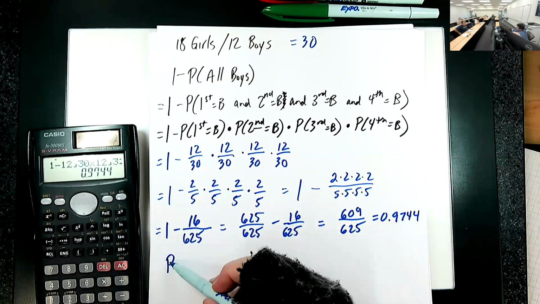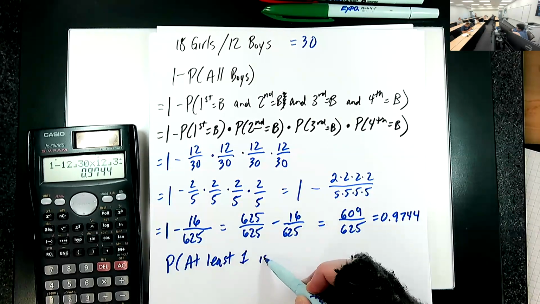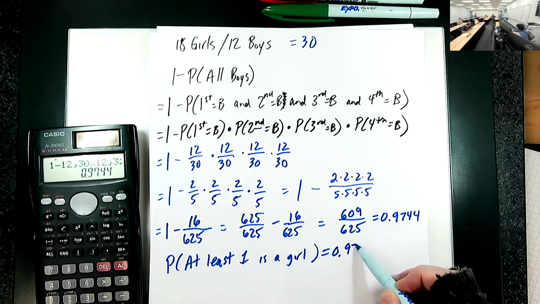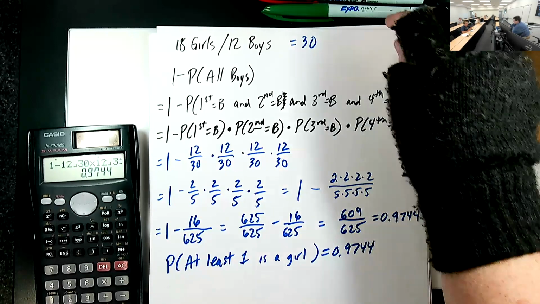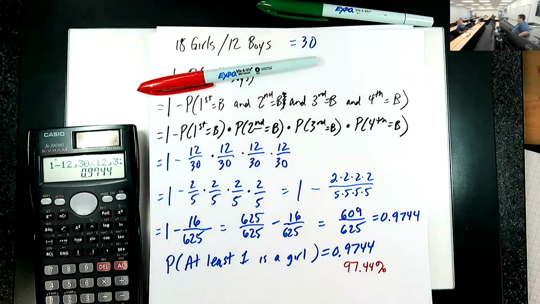So this was the probability that at least one is a girl. Did you think we were going to get a number that high? Because what is that in terms of percent? That's 97.44%, right? Almost every single time we pick 4 people out of that group, at least one of them is going to be a girl.